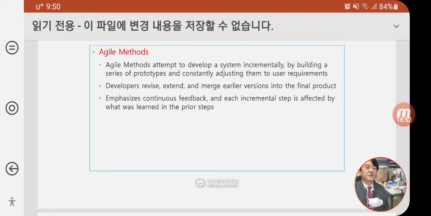Agile methods attempt to develop a system incrementally by building a series of prototypes and constantly adjusting them to user requirements. Developers revise, extend, and merge earlier versions into the final product. Agile methods emphasize continuous feedback, and each incremental step is affected by what was learned in the prior steps.